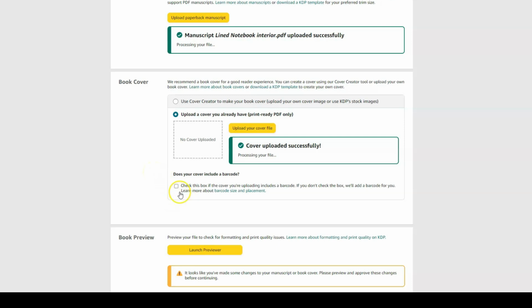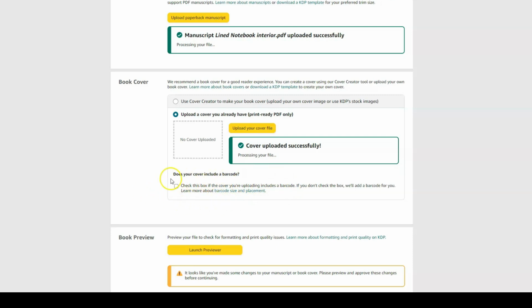And in the meantime, while we wait, I'll tell you about this little checkbox. It says check this box if the cover you are uploading includes a barcode. Now, we haven't included a barcode in ours. We don't worry about that because Amazon will give us a barcode, and it will put the barcode on the back of our cover automatically. Some people, when they buy an ISBN, like to use their own barcode, but this is not for us, so we don't have to.